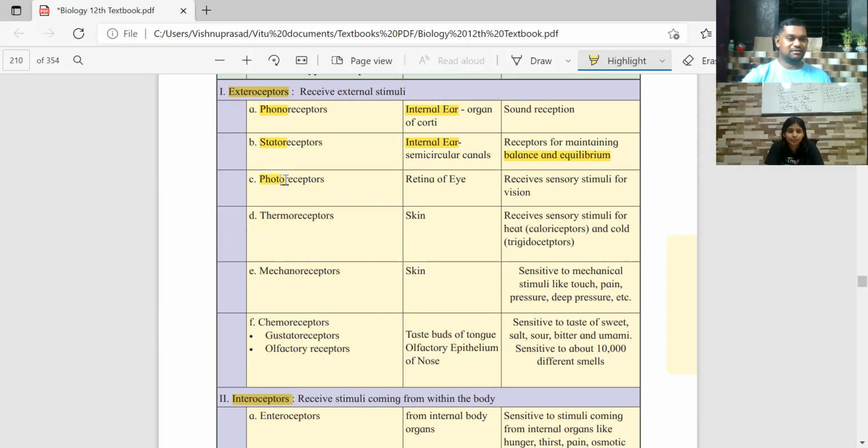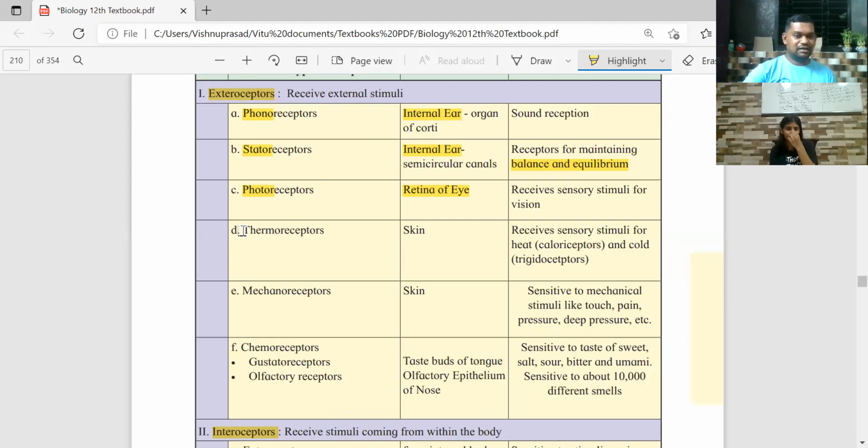Photoreceptors. Photo मतलब light. Retina. ठीक है. You are able to visualize things. So it is for vision.